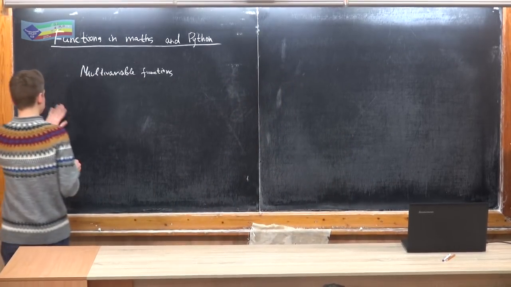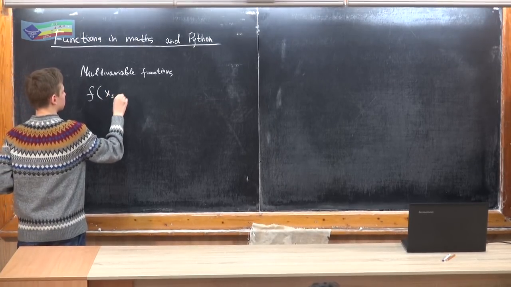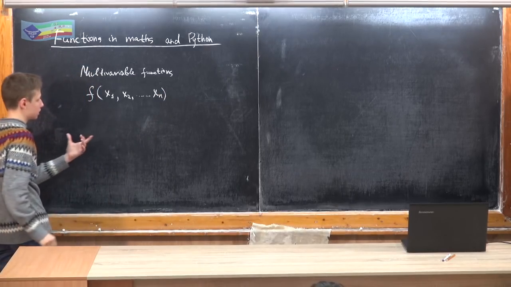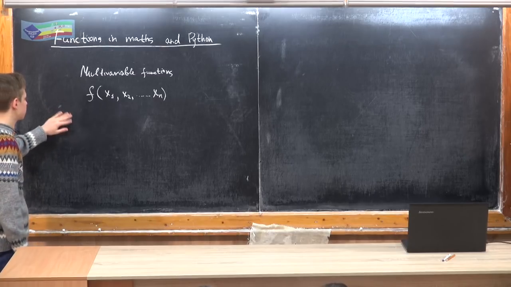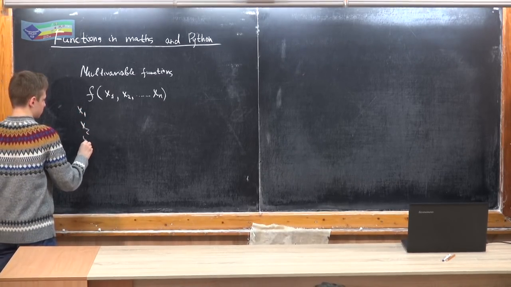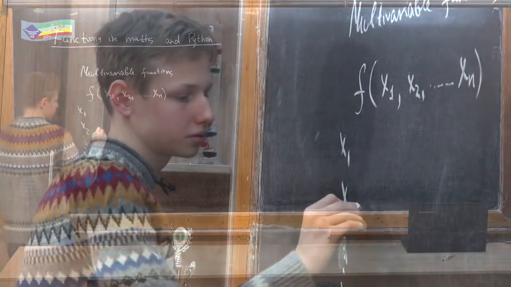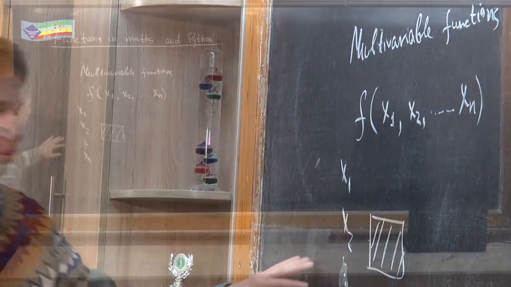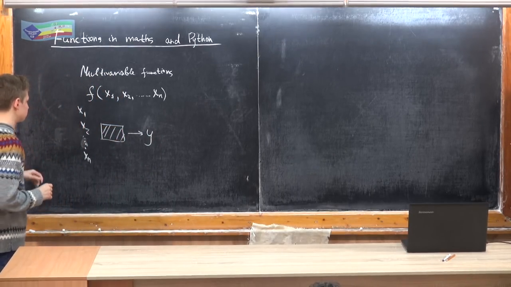And multivariable functions can be denoted as, so now they depend on n variables. And the same as for functions, if we have some black box which eats our n variables, it will get us a single y variable.